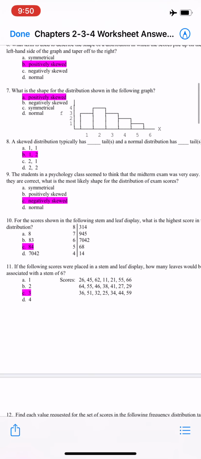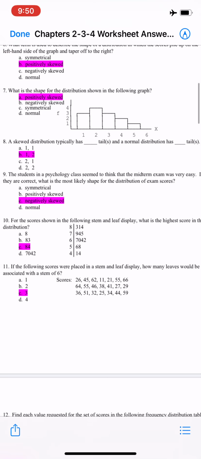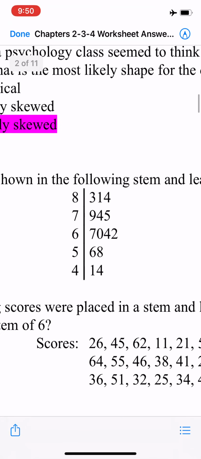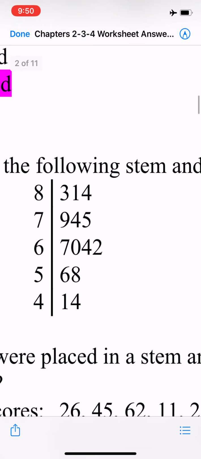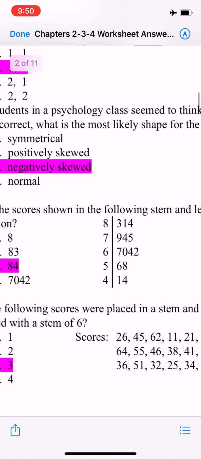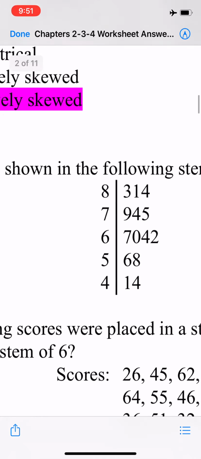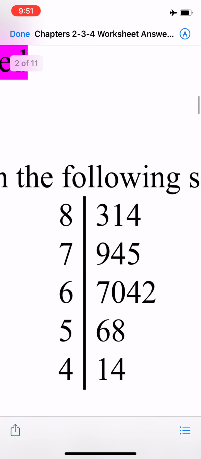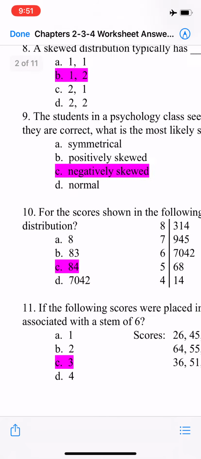For the scores shown in the following stem and leaf display, what is the highest score in the distribution? Well, you can look at the stem, 8. So 8 is the highest number in the stem. And the leaf just represents the other digits. So 8 represents 80, so this would be 83, 81, and 84. Out of those numbers, it would be 84.